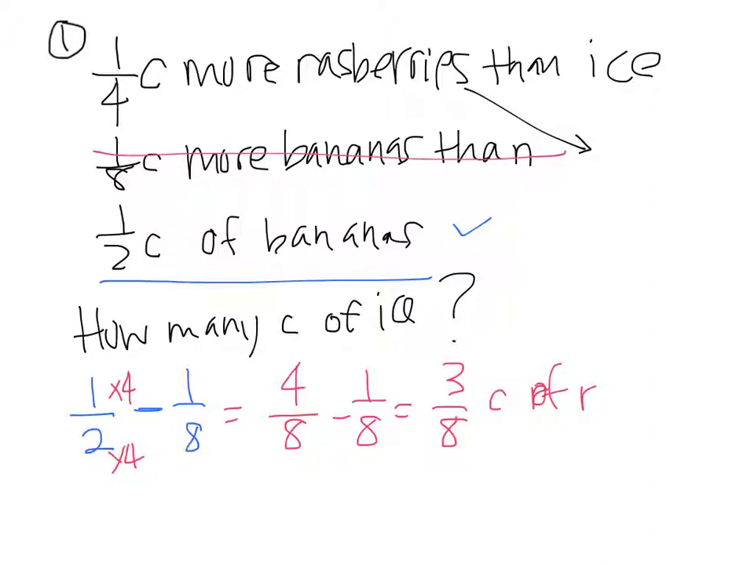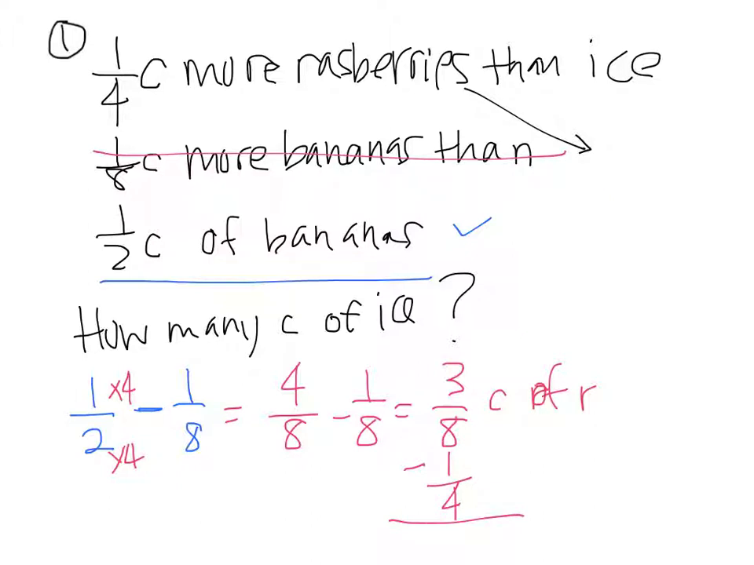What am I going to do next? Harshit: You add 3/8 plus 1/4 because it says 1/4 more ice than raspberries. So if I have 3/8 cup of raspberries, but that's more than ice, oh, you subtract. Very good, the opposite. So you want to subtract 1/4.